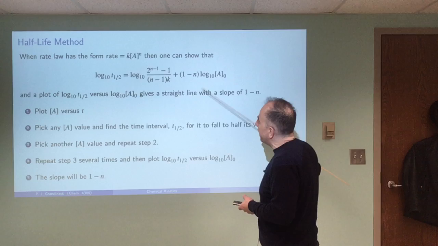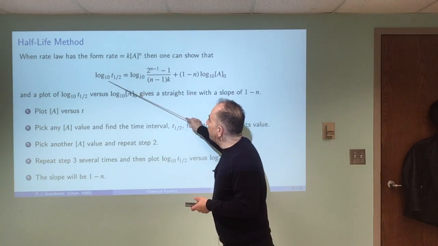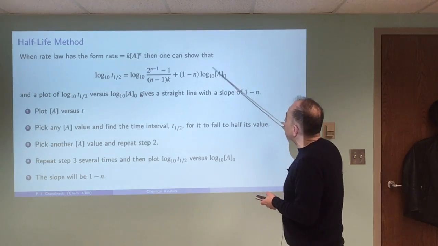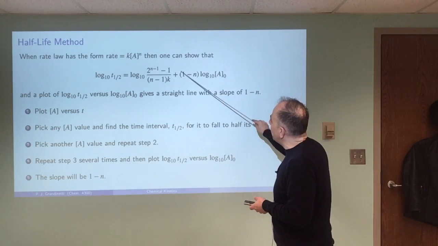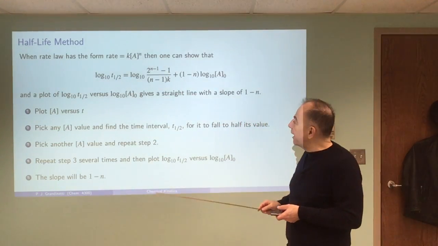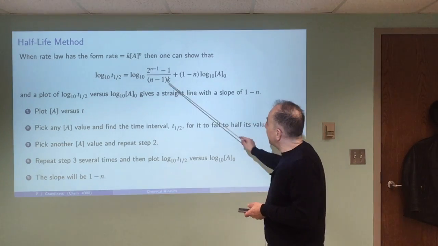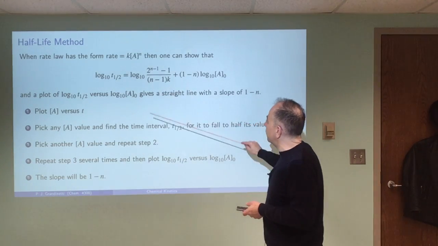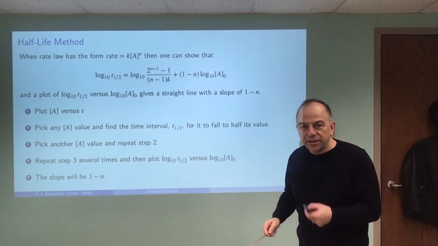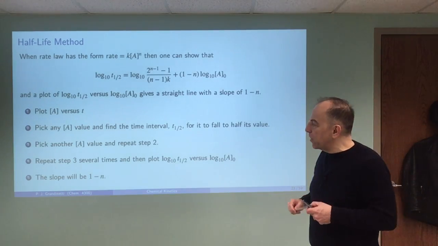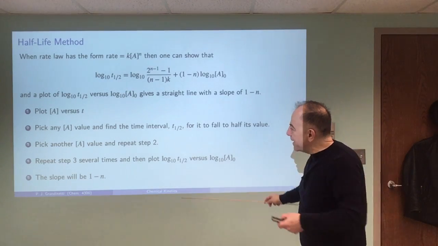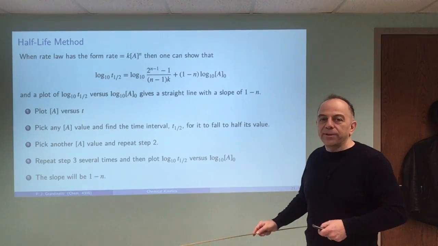But what's most important is that the log of that half-life will vary linearly with the initial concentration with a slope that's equal to 1 minus n, where n is the order for A in this reaction. And then we have an intercept here, which also involves the order and the rate constant. So this equation gives us a strategy, an algorithm for trying to figure out what the order is for A. And I'll write it down in bullet points here, but then we'll look at an example.